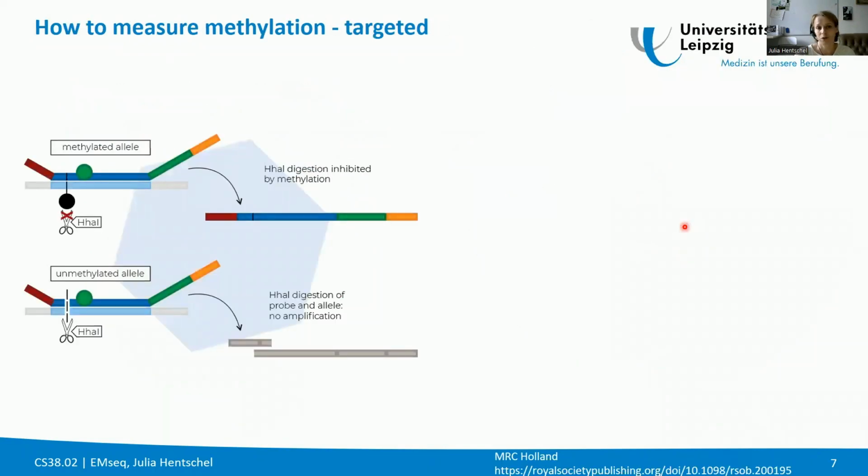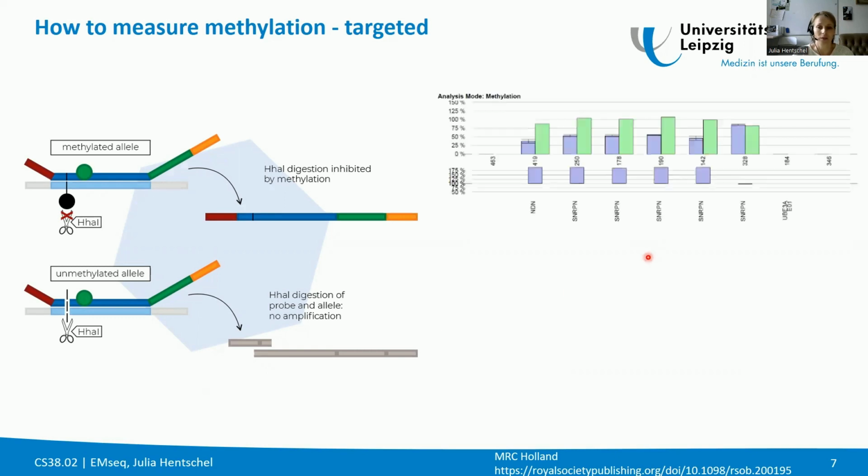So how to measure DNA methylation? One possibility is to do it targeted. In that case, we use a methylation-sensitive digestion followed by an MLPA approach.